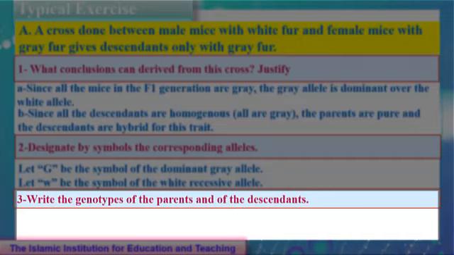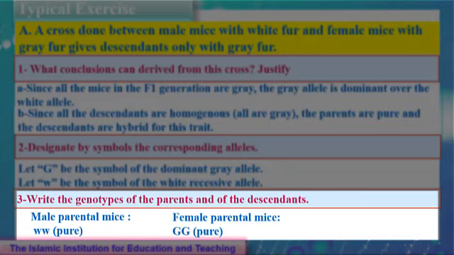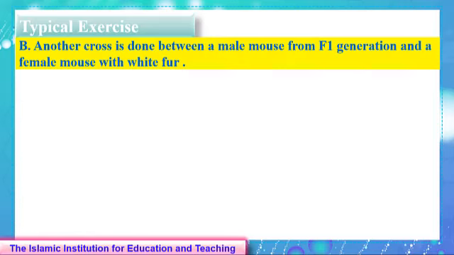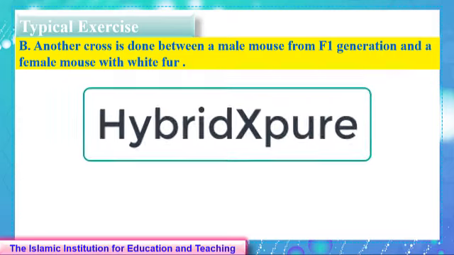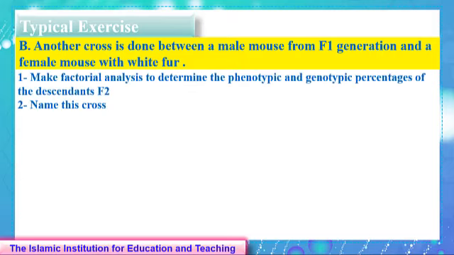Number 3. Write the genotypes of the parents and of the descendants. Male parental mice WW since they are pure. Female parental mice GG since they are pure, and the descendants or the F1 are GW since they are hybrids. Part B. Another cross is done between a male mouse from the first generation and a female mouse with white fur. Then this cross is done between a hybrid parent and a pure one. Make factorial analysis to determine the phenotypic and genotypic percentages of the descendants F2 and name this cross.